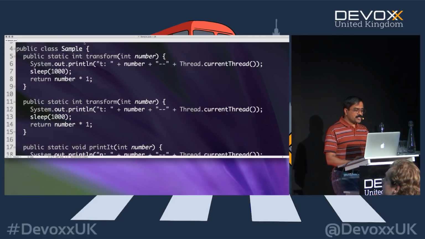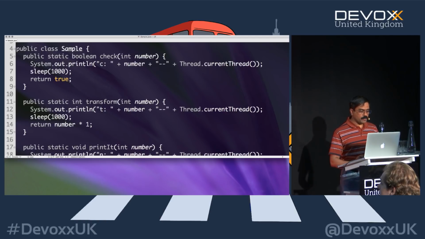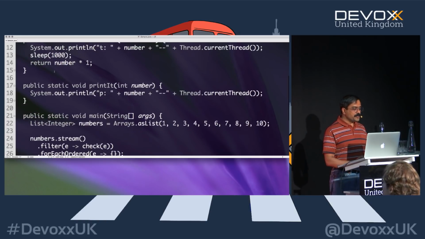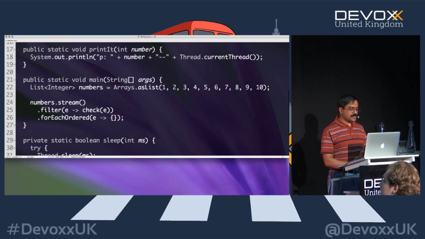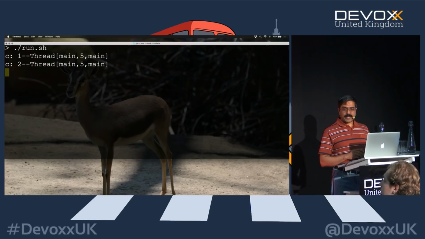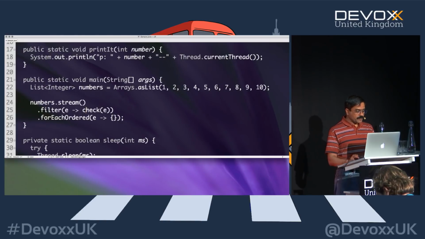So here is the check method. So what does the check method do? It returns a Boolean. And at this point, given a number, I'll say C and print the thread information. And I will simply return a true to accept all the values given to me. So the check is simply printing the thread information, returning a true. And the filter, of course, is simply calling the check to perform the job. When I run this code, you will notice that they are appearing sequentially, all in the main thread.